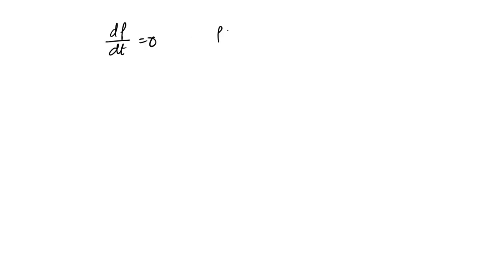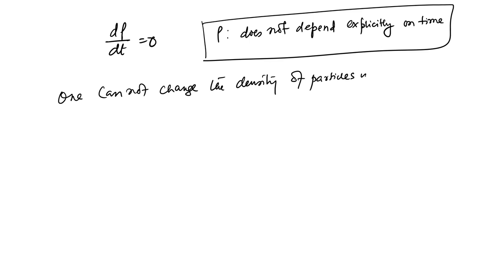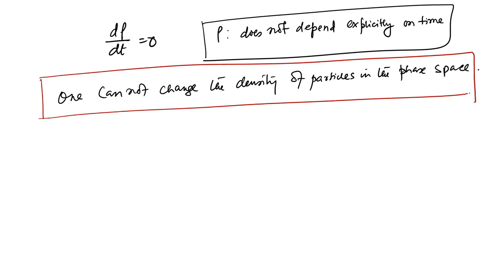Which means ρ does not depend explicitly on time. Okay, so which means that one cannot change the density of particles in the phase space. This is the important statement that we get. So your dρ/dt is always equal to 0.